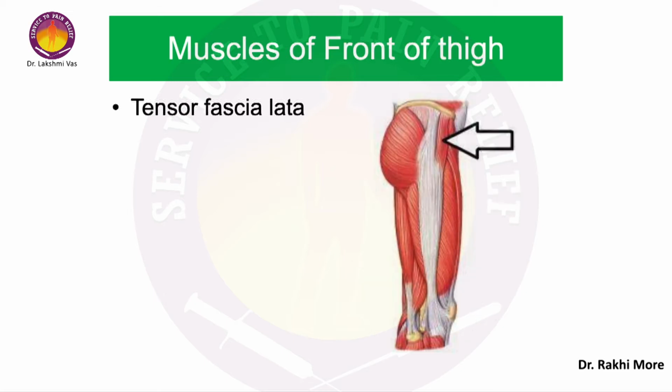Tensor fascia lata. This muscle takes origin from the anterior part of the iliac crest, and it gets inserted into the iliotibial tract. Here in this diagram you can see the pointer is on the tensor fascia lata, which is getting inserted on the iliotibial tract from the anterior aspect, and from the posterior aspect the gluteus maximus comes and gets inserted into the iliotibial tract. So here also it forms like a guy rope, the tensor fascia lata holding from the anterior aspect and the gluteus maximus holding from the posterior aspect.